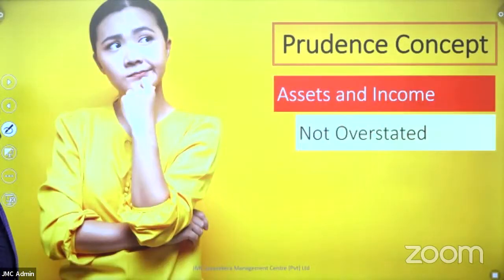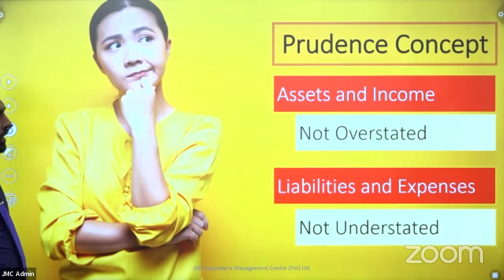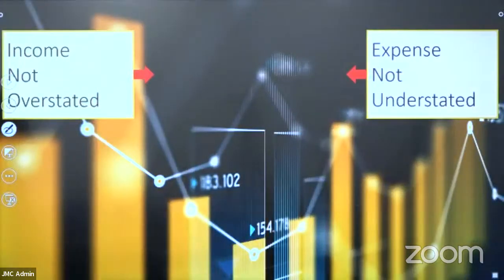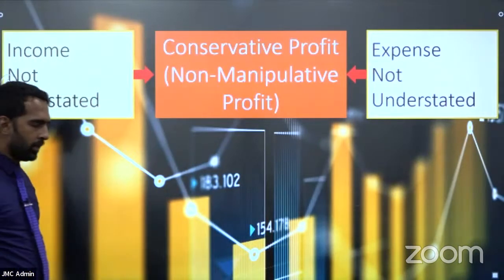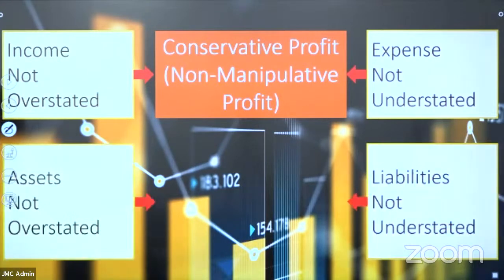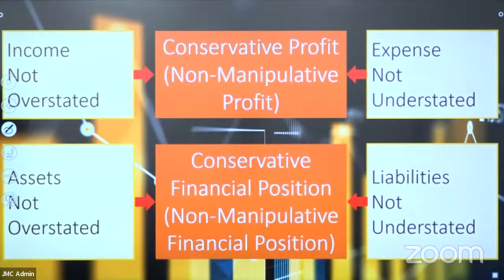Prudence. Assets and income are not overstated. Expense and liabilities are not understated. Adayam vatkam vedipura daandepa. Viyadam vagakim aduyen daandepa. If the income is not overstated, expense is not understated, we are getting conservative profit. Non-manipulative profit. Conservative passive profit tag, you know. If the assets are not overstated, liabilities are not understated, we get a conservative financial position, non-manipulative financial position.